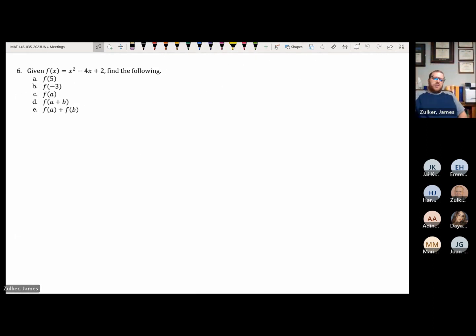Looking at function notation. We're told that f of x is x squared minus 4x plus 2, and I want to find the following. This is the definition of f: x squared minus 4x plus 2. f of 5. Five is our input. In the definition for f, everywhere there's an x, replace it with 5.